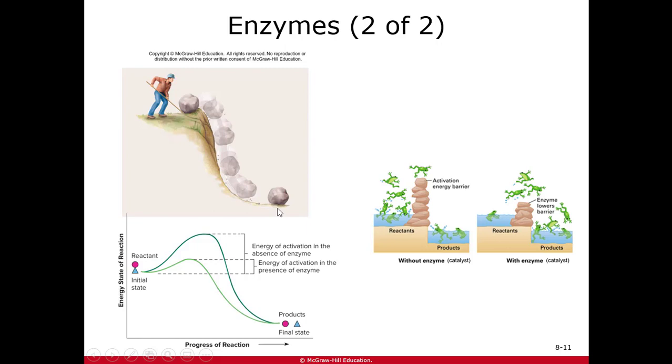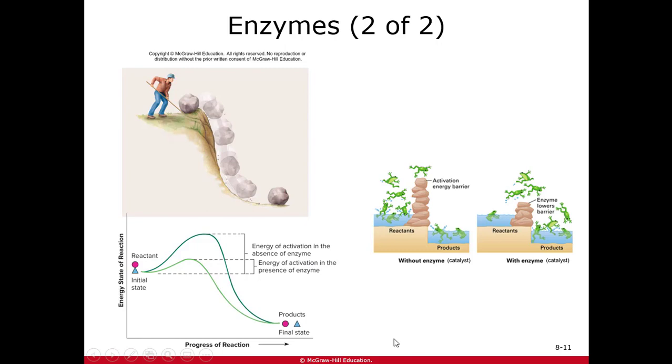So what enzymes do, this is the amount of energy on this diagram that is needed. So here's my initial. This is the amount of energy that's needed if there wasn't an enzyme. If an enzyme is present, it lowers the amount of activation energy that's needed, which means it doesn't take as much energy. It might just take a little tiny shove and that rock goes over the hill.